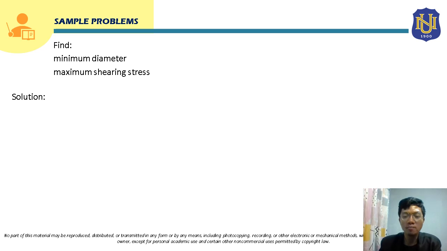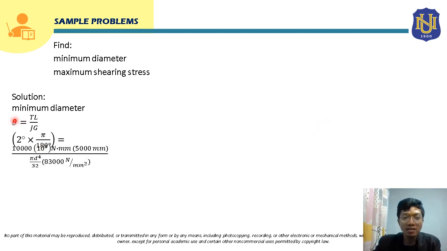To solve for the minimum diameter, we are going to use the formula theta is equal to TL over JG. Since theta is given, that is 2 degrees, we have to convert that into radians. So, class, the given theta is 2 degrees, converting that into radians, this will be multiplied by pi over 180 degrees. So this will be equal to T. The T here, class, is 10,000 Newton meter. Converting meter to millimeter, this will be multiplied by 10 cubed or 1,000, times the length, which is 5 meters, so that will be 5,000 millimeter, over the J.